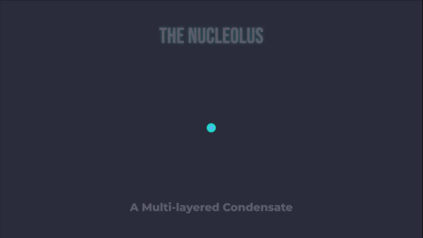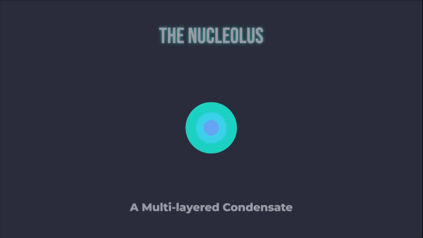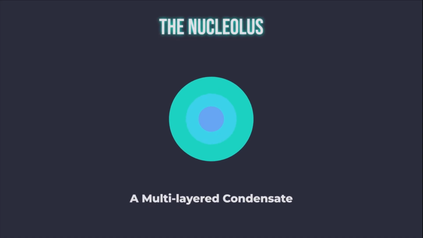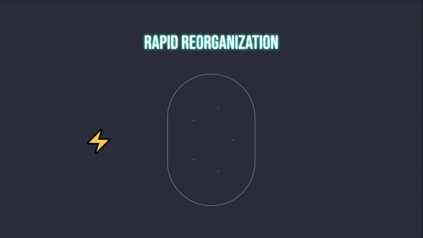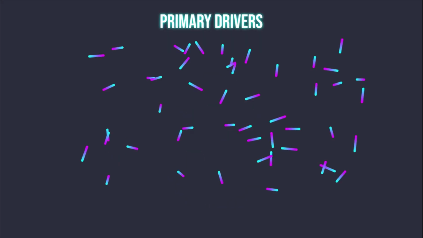The nucleolus, the site of ribosome biogenesis, is the most prominent example, functioning as a multi-layered liquid droplet within the nucleus. This dynamic organization allows the cell to rapidly reorganize its internal environment in response to external stimuli.